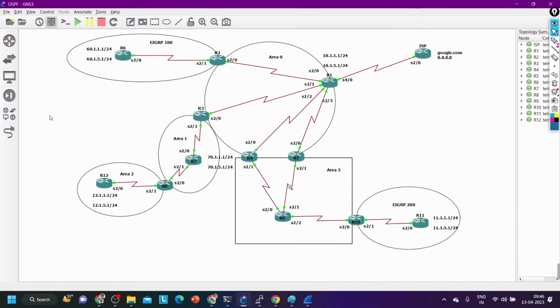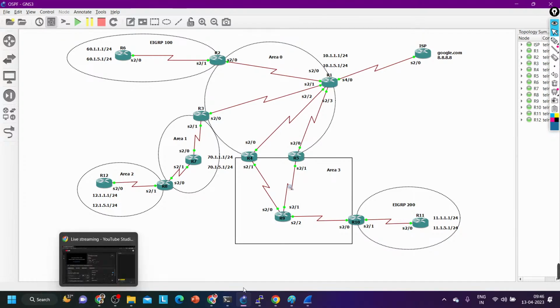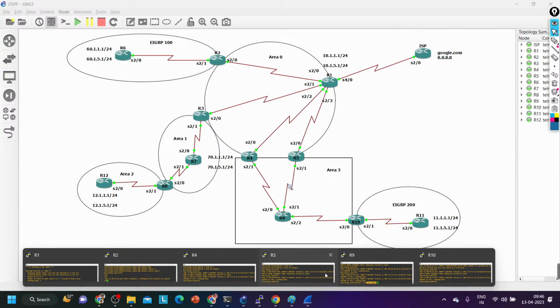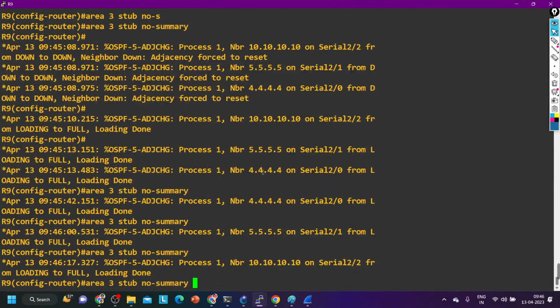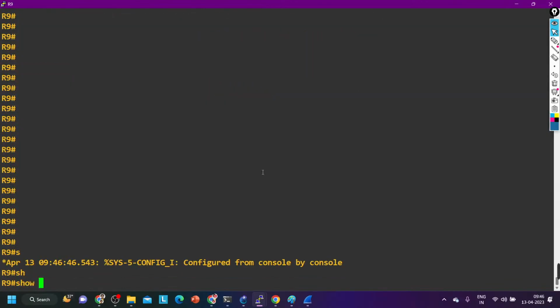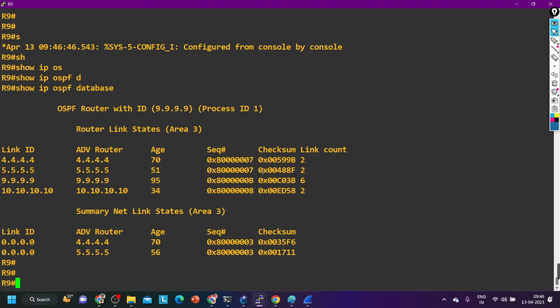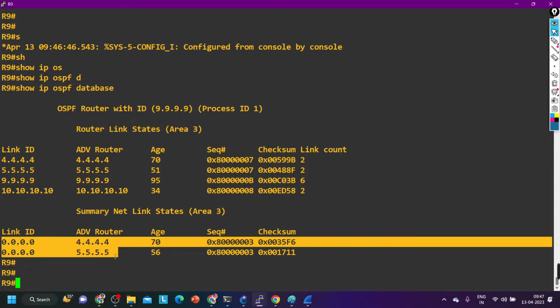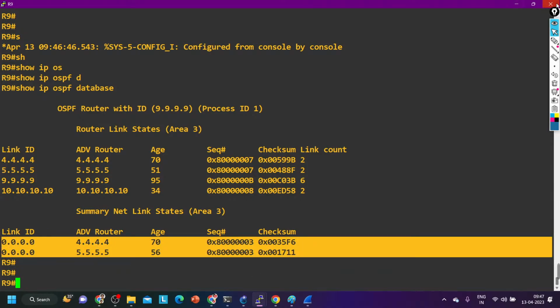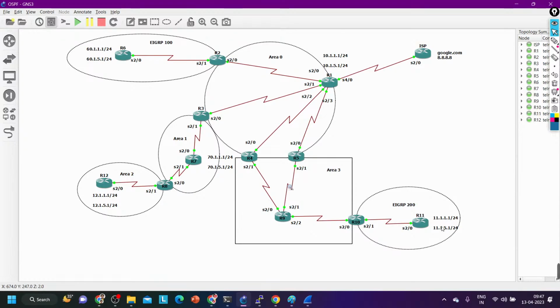Now if you check the database of router number 9, show IP OSPF database. Now you can see the size of the database. Done. So in totally stub area as well, the ABR router will generate what? Default route. But guys, the problem is what? I am not getting the prefixes of EIGRP 200 domain. Yes or no? So in a stub area, ASBR is not allowed.